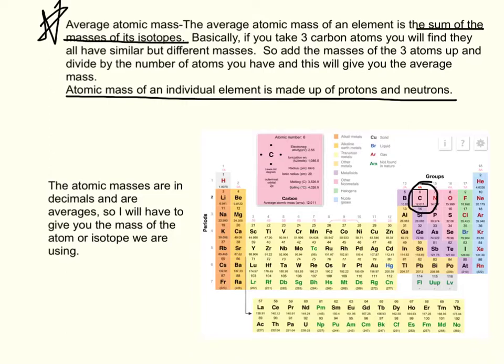The atomic masses are in decimal if you take a look, and so I will have to give you the mass of the atom or the isotope we're using. We're going to come real close. If it's an atom, we're going to come to within half of a gram of what that is. Let's just say that was 39.098. It's actually AMUs. So we're going to come within a half of that to make it an atom. All right, isotopes will be larger or smaller. They'll have a different mass. So we'll talk about that a little bit later.